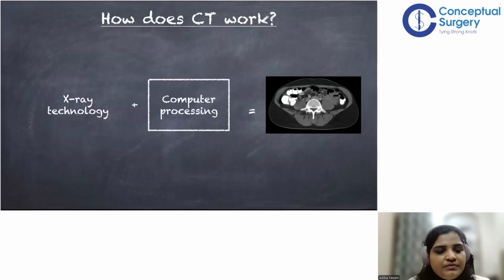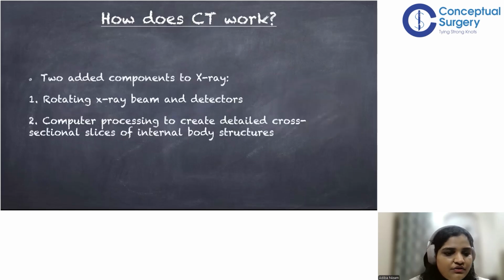CT principally works on the principles of X-ray, that X-rays, when they pass through the tissues of our body, are attenuated differently depending on what tissue they are passing through. Combining these X-rays with computer processing helps us obtain an image, which is a cross-sectional slice of the internal organs of the body. So there are two added components compared to an X-ray. These are a rotating X-ray beam and a detector, and a computer processing system, which will create the detailed 2D and 3D slices of the internal body structures.